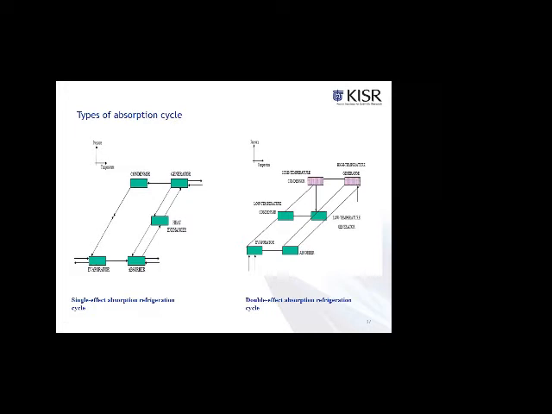The single effect basically has one generator. The double effect absorption has two generators, which means it needs higher temperatures, which means we cannot use the flat plate. We need steam for it. So it is a more expensive system, but it is an available technology that we can use.